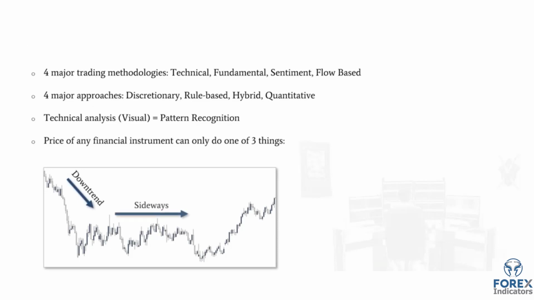So if we look at the price of any financial instrument, it can only do one of three things, which is it can either move down, it can move sideways, or it can move up. And as traders, we are interested in directional moves. So for us to make money as traders, price has to either move up or move down. If price doesn't move at all, we can't make any money as traders. So we are directional traders and looking for directional moves in the market.